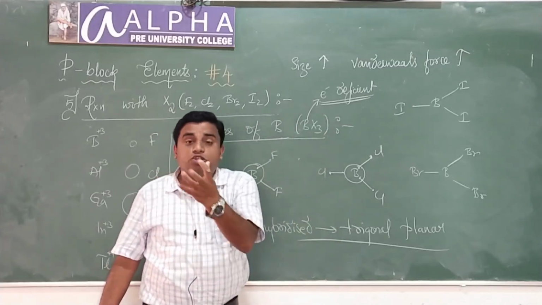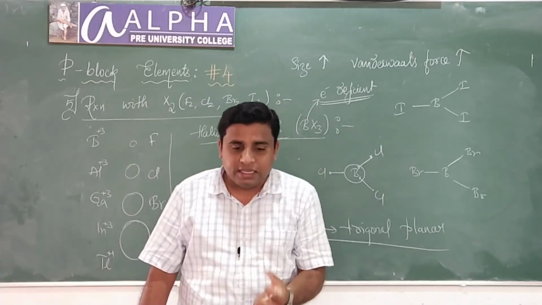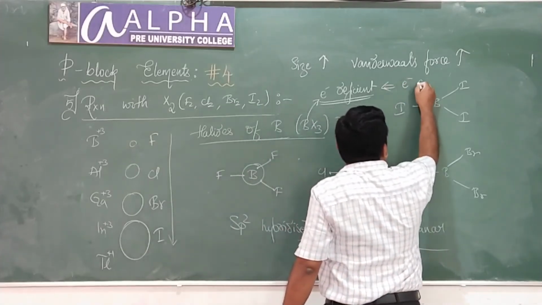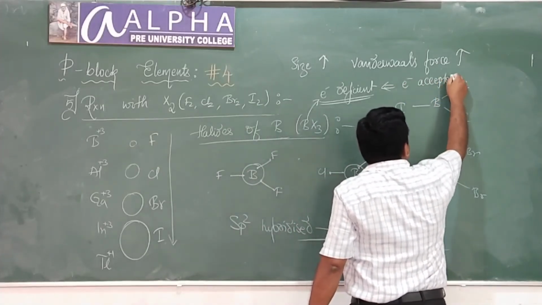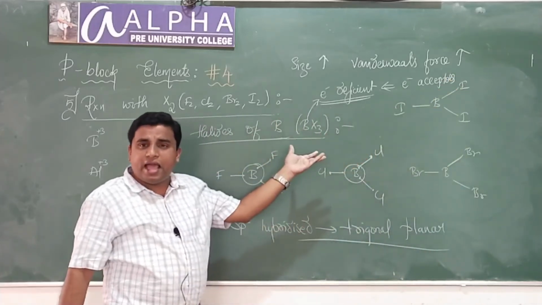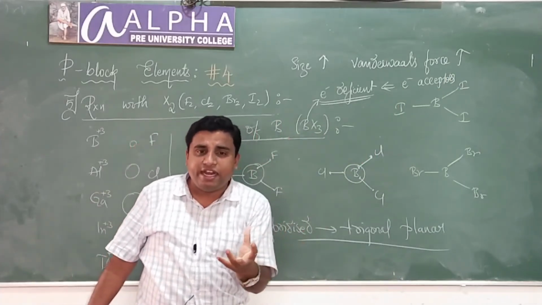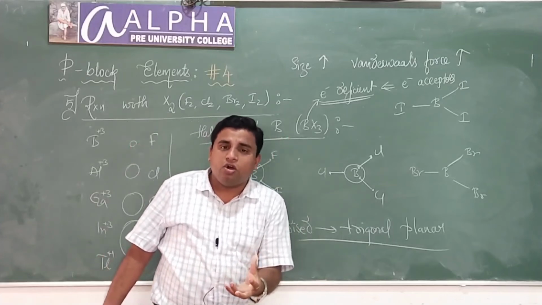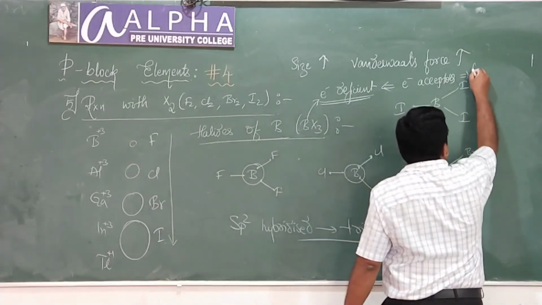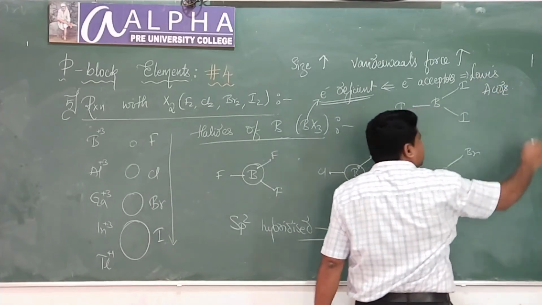Since boron is electron deficient, it is ready to accept electrons. Since it is ready to accept electrons, it acts as what? Electron acceptor. Boron in all the trihalides is deficient of 2 electrons, so it is ready to accept 2 electrons. What do you call electron pair acceptors? They are called Lewis acids, isn't it? Say yes or no?